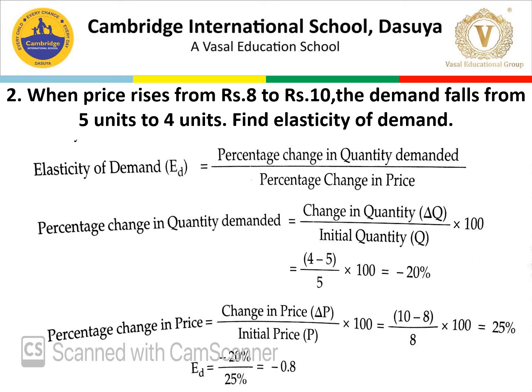So how are we calculating? This is Q1 minus Q. So 4 minus 5 over 5, 5 was the initial quantity, into 100, that is minus 20%. That will be your answer.